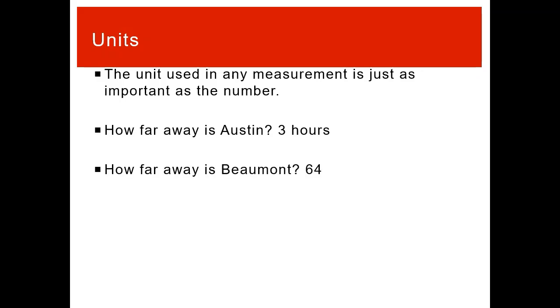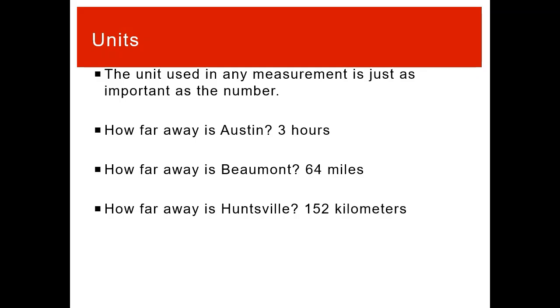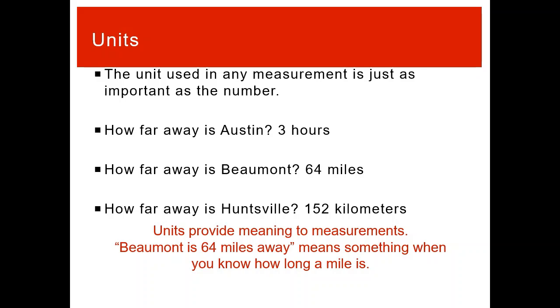How far away is Beaumont? 64. 64 whats? Miles. How far away is Huntsville? 152. Again, 152 kilometers. When you're trying to convey a piece of measured information, you measured that distance or how long it took you to drive, you need to have that unit. And so it provides meaning. If you know what it is to be a mile away, 64 miles away to Beaumont gives you some information as to what it would be like.